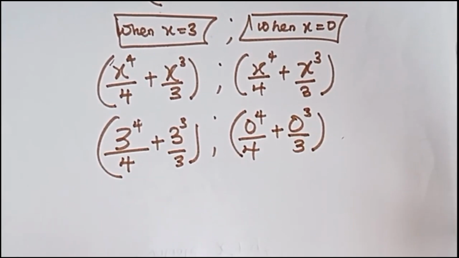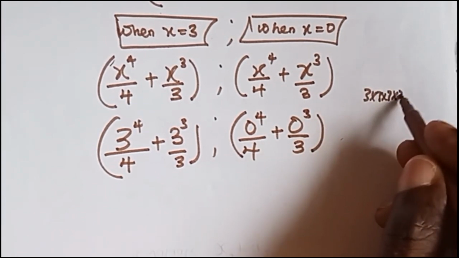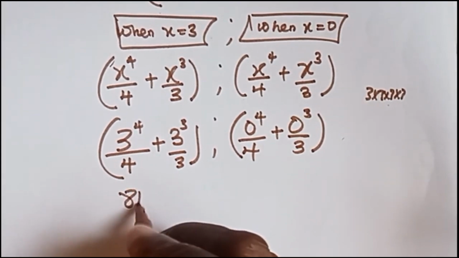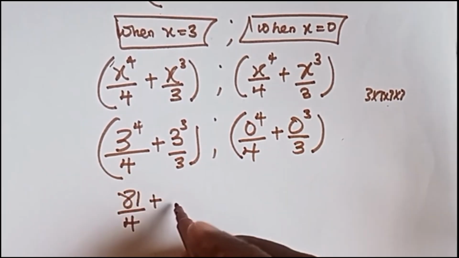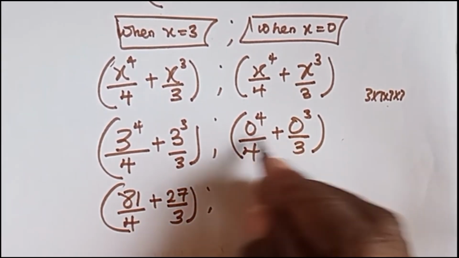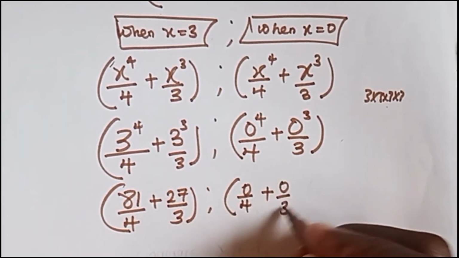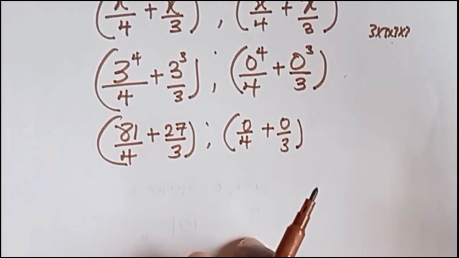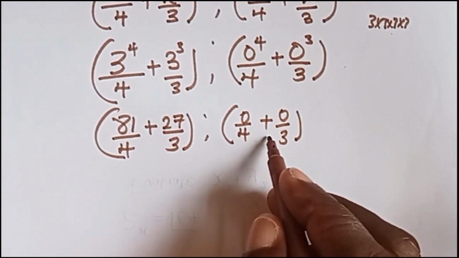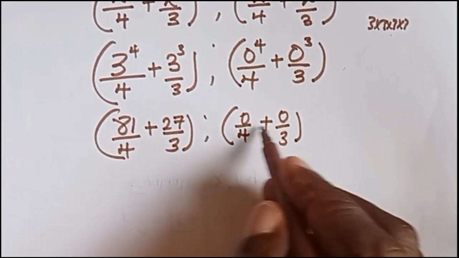Now what is 3 raised to the power 4? It means 3 times 3 times 3 times 3. 3 times 3 is 9, 9 times 3 is 27, 27 times 3 is 81, so 81 over 4. 3 raised to the power 3 is 27 over 3. And then here we have 0 over 4 and 0 over 3, which will actually give us 0. We are supposed to subtract this from this.